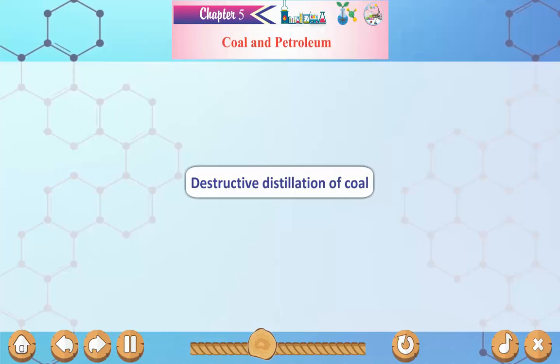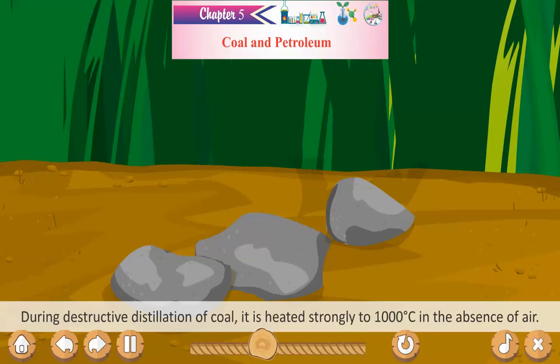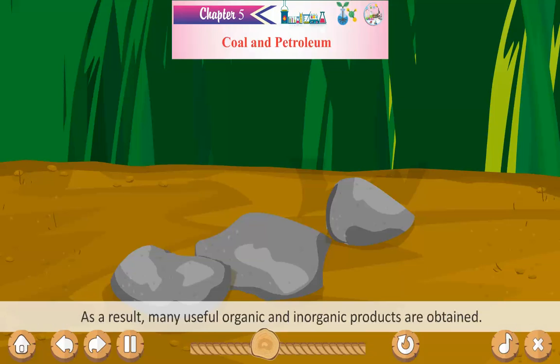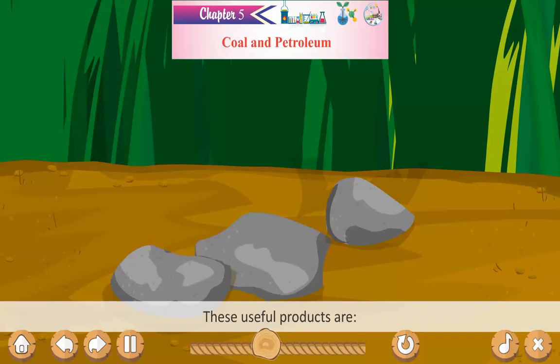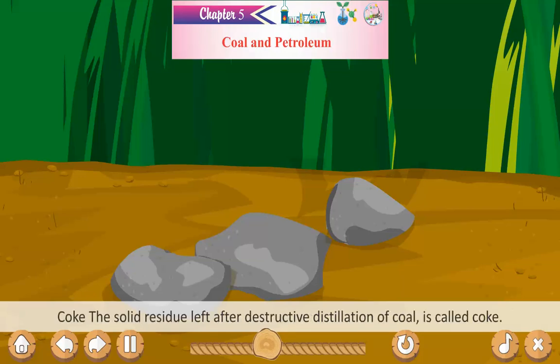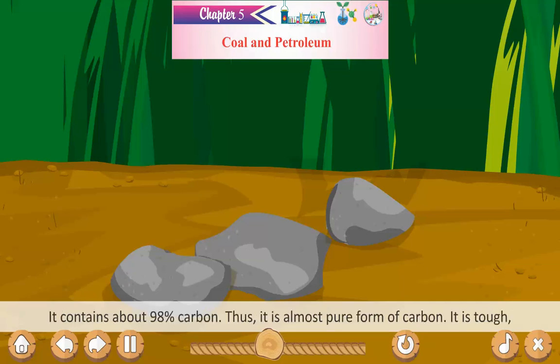Destructive distillation of coal. During destructive distillation of coal, it is heated strongly to 1000 degrees Celsius in the absence of air. As a result, many useful organic and inorganic products are obtained. These useful products are coke. The solid residue left after destructive distillation of coal is called coke. It contains about 98% of carbon. Thus, it is almost a pure form of carbon.